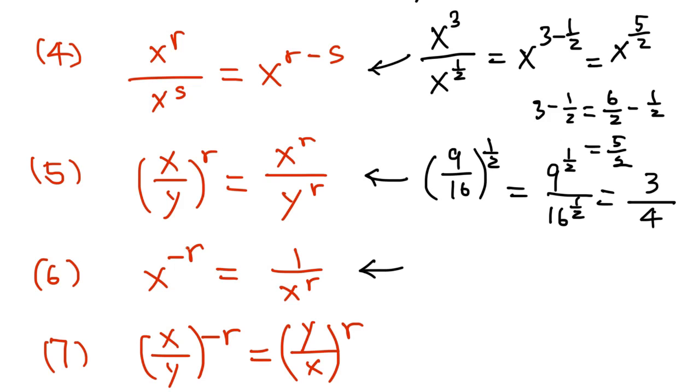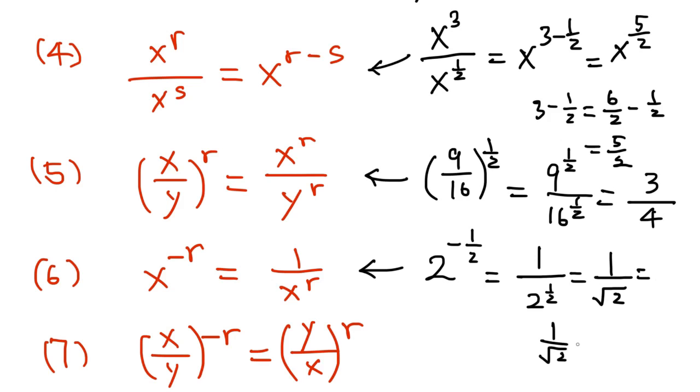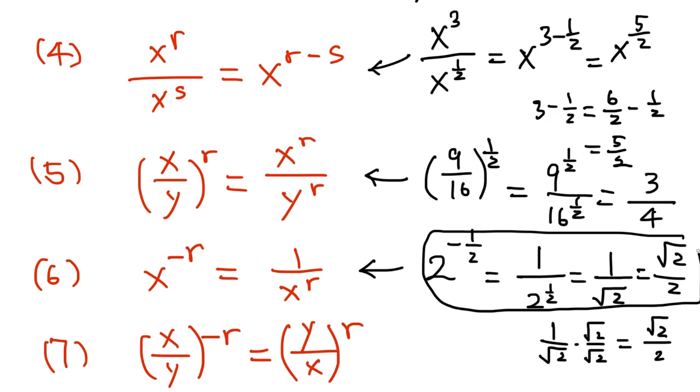Okay, the next property says that if you have a negative exponent, you can put the number in the denominator. So, for example, 2 to the negative 1/2 is the same as 1 over 2 to the 1/2, and this is also the same as 1 over square root of 2. And if you remember how to rationalize the denominator, if you multiply both top and bottom by square root of 2, this is going to be square root of 2 over 2. So all these numbers are equal to each other. There are many different ways of expressing the same number in different forms.